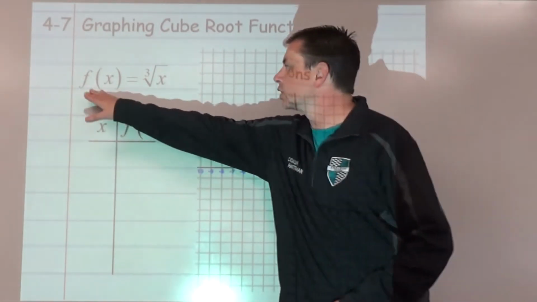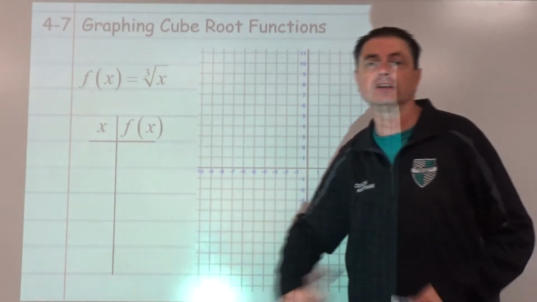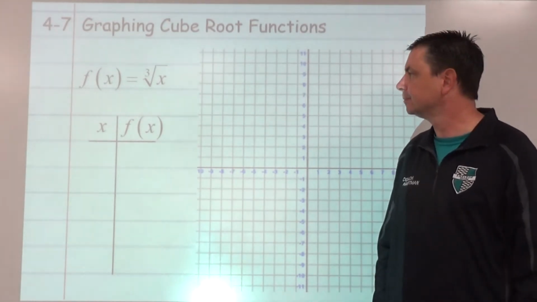So here's our parent function, f of x equals the cube root of x. We're going to do a table of values. We're going to plot points. We're going to see what shape those points create.